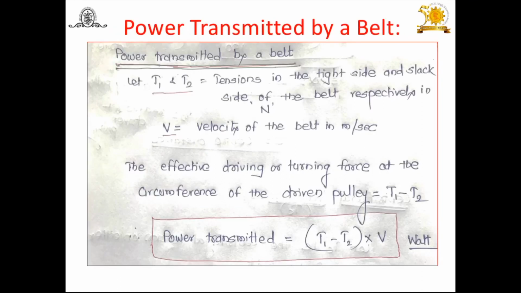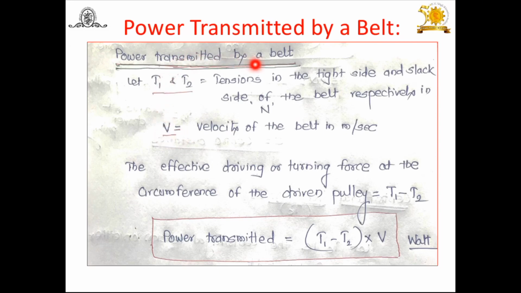Now another term or basic which is required for selecting belts from the manufacturer catalog is the power transmitted by the belt. Already you studied in theory of machines that the belt is subjected to tensions, that is T1 and T2. T1 is the tight side tension and T2 is the slack side tension, which is in Newton. And V is equal to the velocity of the belt in meter per second.